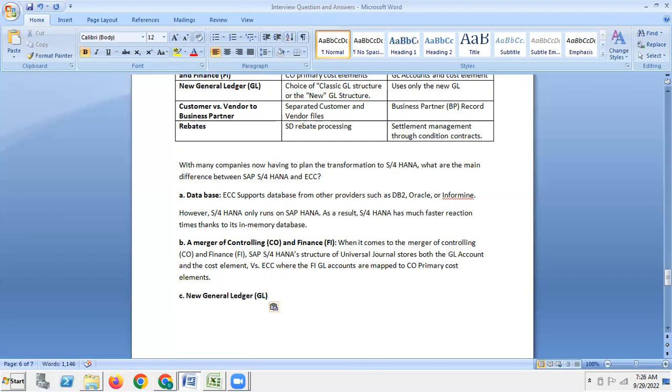New general ledger. S/4HANA only uses the new general ledger, meaning general ledger accounting, while ECC ran both new and classic versions. So these are the interview questions.